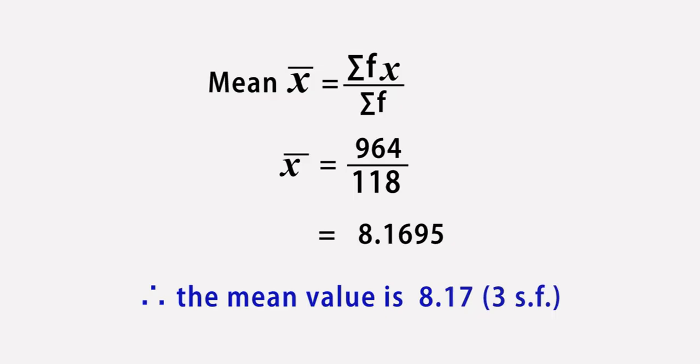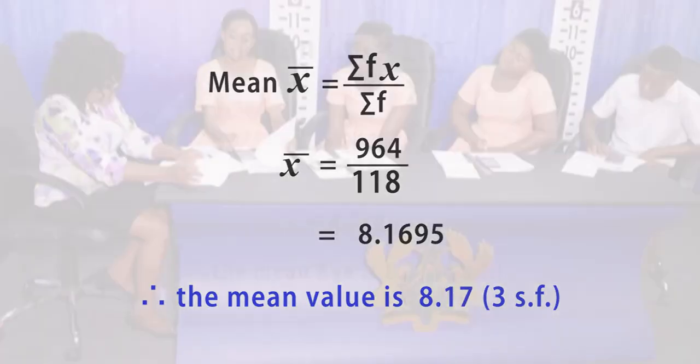To 3 significant figures. I hope you all remember how to change to 3 significant figures. You count from the left, 1, 2, 3. Then you look at the 4th number. If it is more than 5, you round up the other number. So to 3 significant figures, the mean age is 8.17.